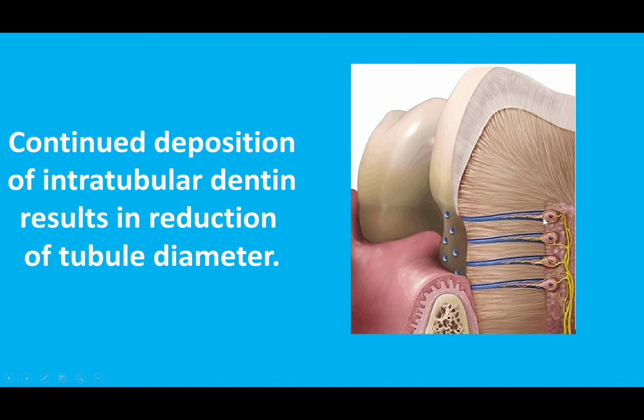Odontoblastic processes go into dentinal tubules, and due to continued deposition of dentine by the odontoblastic process, it results in reduction of tubule diameter. This tubule becomes thinner and thinner with age because of continuous deposition of dentine from this odontoblastic process. Eventually it may obliterate the dentinal tubule or it just narrows, it depends.